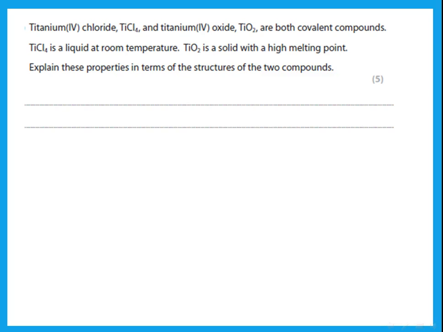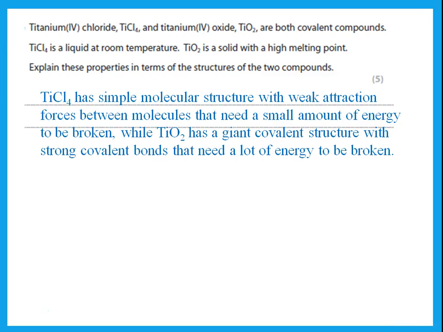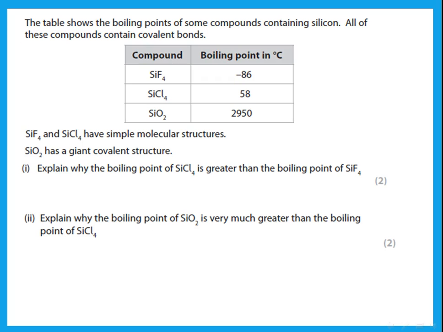Now, if he says 2 compounds, it doesn't matter what they are. One of them has a low melting point, the other has a very high melting point. What does that tell you? It tells you that the one that has a low melting point has a simple molecular structure with weak attraction forces between the molecules that need a small amount of energy to be broken. While the other one, which he said has a high melting point, must have a giant covalent structure, something like diamond, with strong covalent bonds that need a lot of energy to be broken. Do we understand how to answer these kinds of questions?